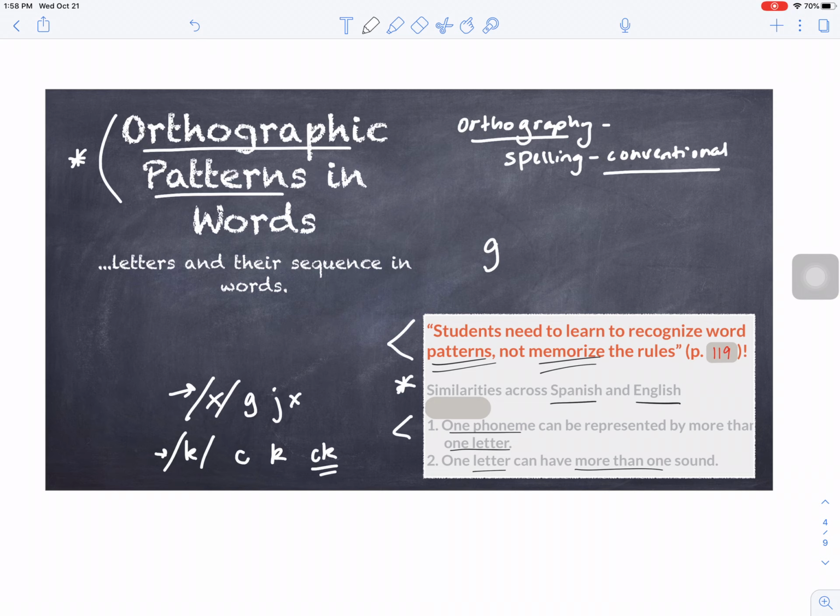In Spanish, this can happen too, also with the letter G. So if we've got the letter G in Spanish, sometimes it says g, like gato for cat, but G can also make the phoneme x, as we talked about over here. So we want students to understand and be flexible with the sounds they think letters make and with the letters that make particular sounds. And that's true across multiple languages, both Spanish and English, which we often hear in schools.